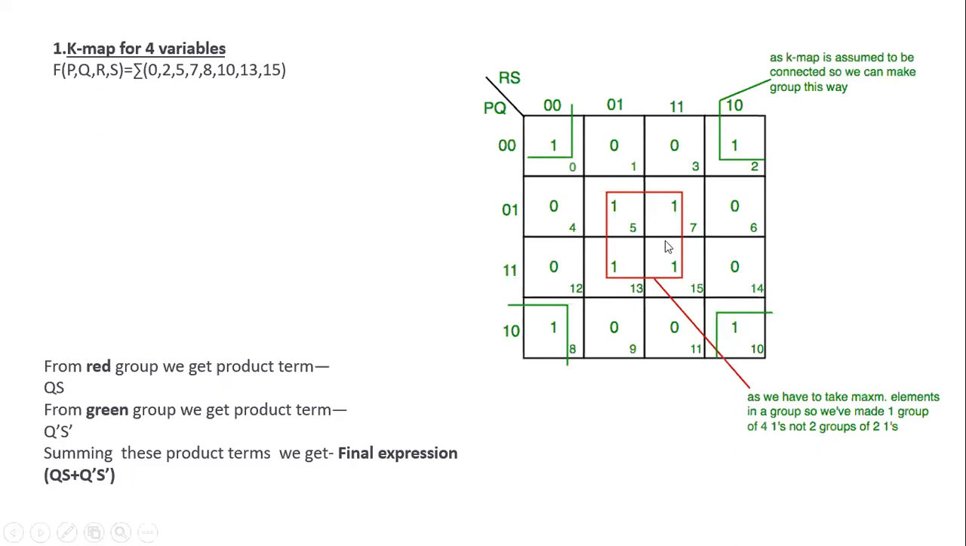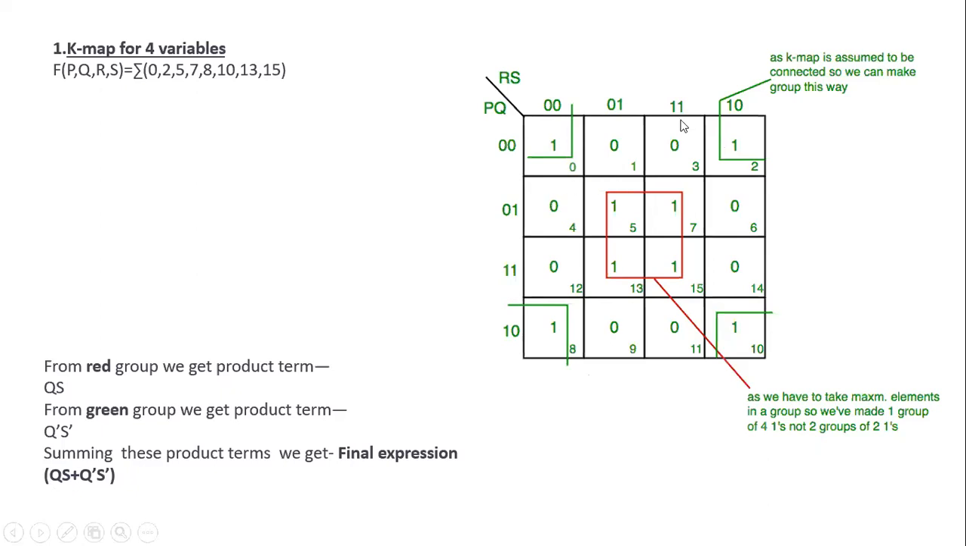One is with 5, 7, 13 and 15. And the other one you can use roll-on and make a quad. That makes it 0, 2, 8 and 10. So in total you are having 2 quads. If you go with the red quad right now, how will you write it? 0 and 1 get cancelled. So P gets cancelled. You are left with 1 and 1, that is Q. So the first term you have written is Q.